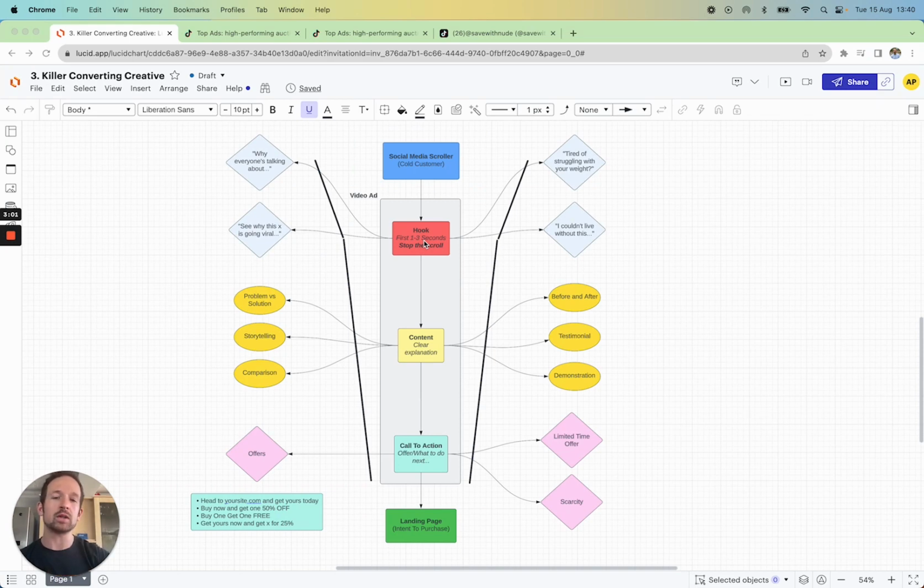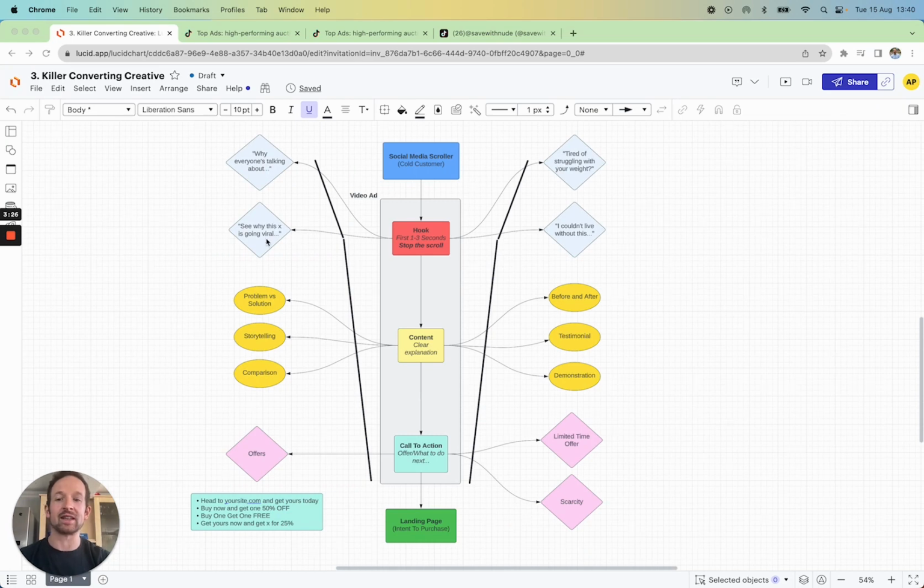So what we want to do here is create something that's quite controversial or speaks to our target customer. So if it's a product, for example, what we could have is something like, why everyone is talking about X, and it could be the product, maybe it's a microphone. Why everyone is talking about this microphone. Immediately that creates curiosity and makes the user want to get involved in the ad or the video creative.